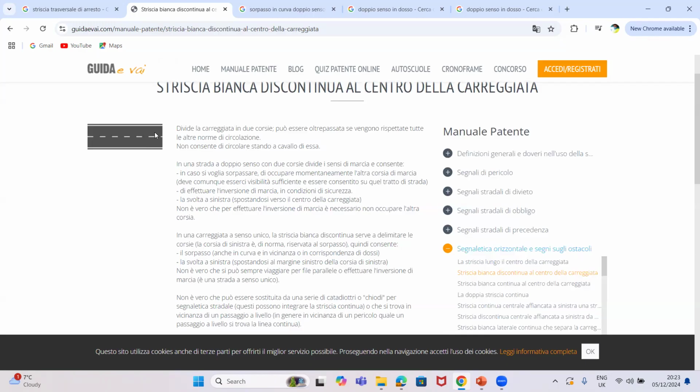But watch, my sister. Please watch, I'm doing it like this. Now, a discontinuous line can mean two things. It can also mean doppio senso. People will get confused. That's why I always do it like this. Discontinuous line means senso unico.